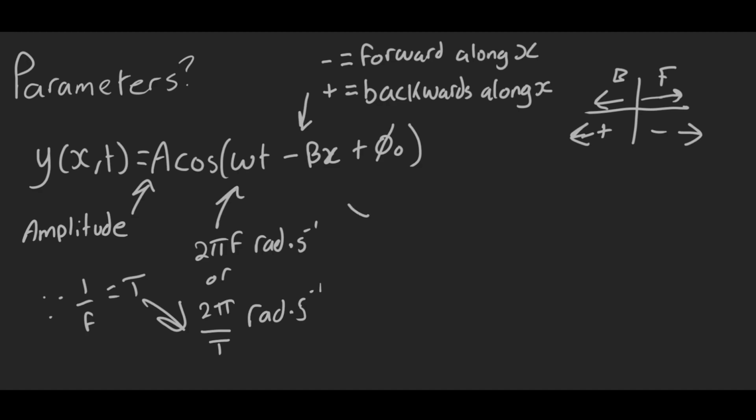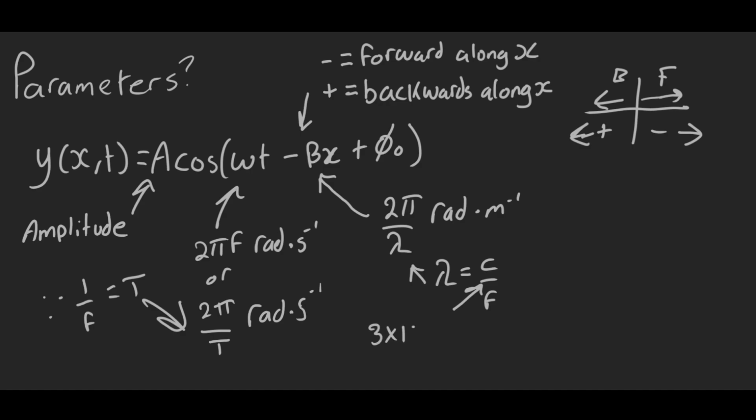And here we have the phase constant, beta, and that is equal to 2 pi divided by lambda radians per meter. And lambda, the wavelength of the traveling wave, is equal to c over f. f is frequency and c is the speed of light. You can approximate that to 3 times 10 to the 8 meters per second. And frequency is hertz, or alternatively per second.